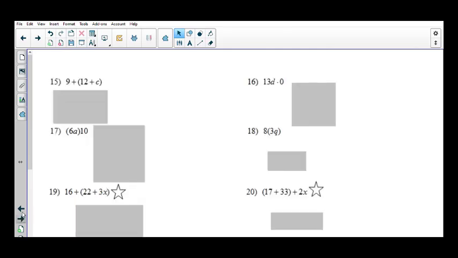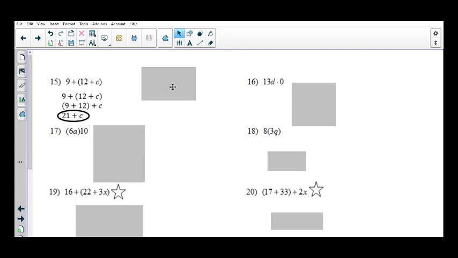All right, let's take a look at a few practice problems. So number 15, we have 9 plus in parentheses 12 plus c. So I'm just going to pull this off. I reordered the parentheses using the associative property to put it around 9 plus 12. 9 plus 12 is 21, so my final answer is 21 plus c. Now, if you write c plus 21, that's okay as well.